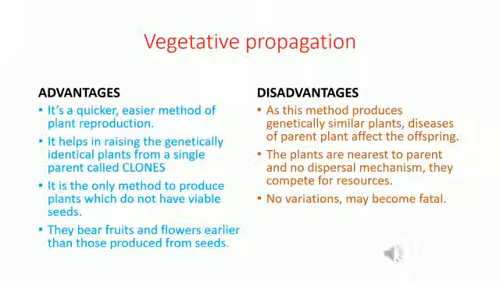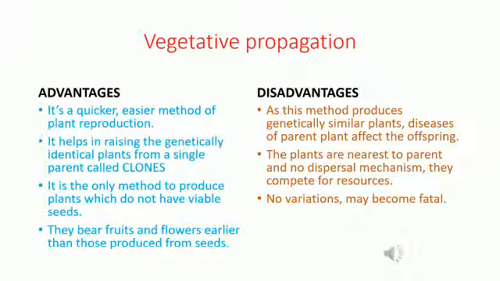Then it is the method to produce plants without any viable seeds, like banana. Banana does not have seeds. So such plants can be easily grown by vegetative propagation. And what is one more advantage? They bear fruits and flowers earlier than those produced from seeds. So these are the advantages.